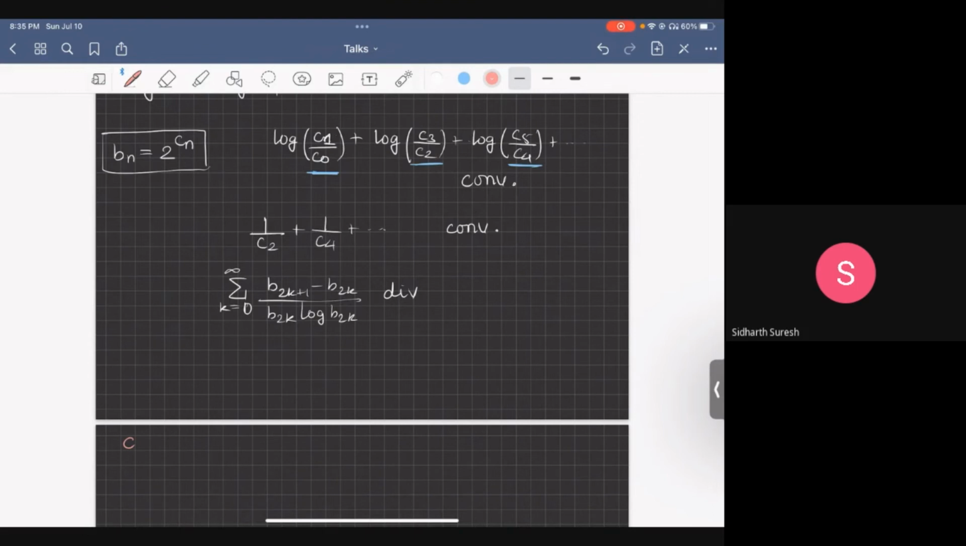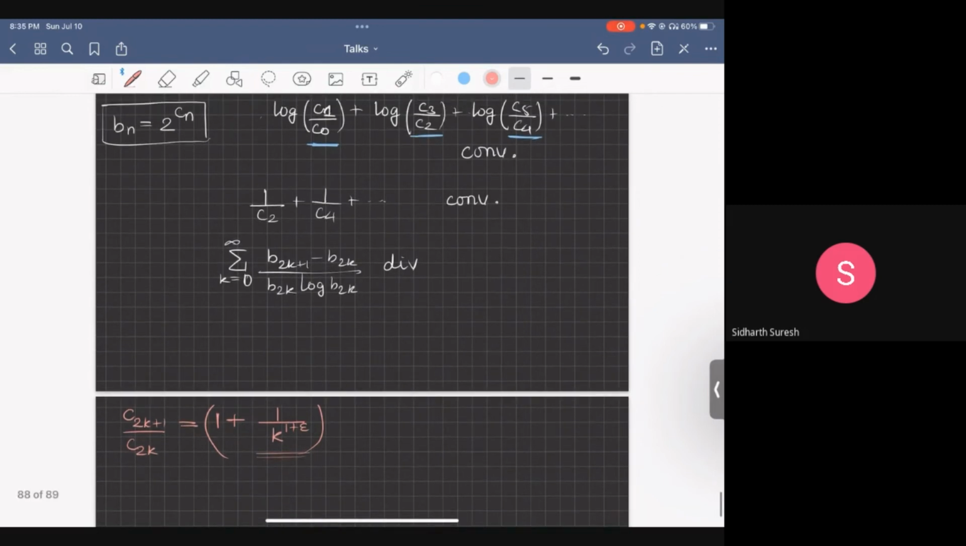So you're trying to define c2k plus 1 over c2k to be equal to 1 plus what was it? 1 over n to the 1 plus epsilon. Something like this, right? So that the log of this is just this part, and so this will converge. Okay. But then what is ck actually?